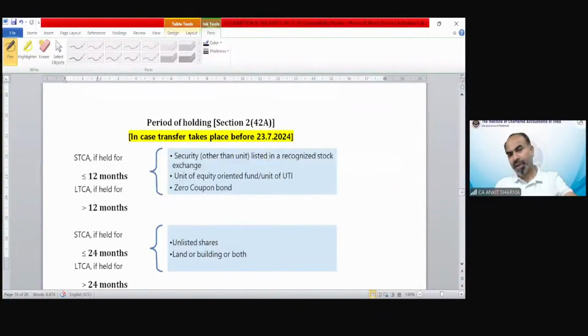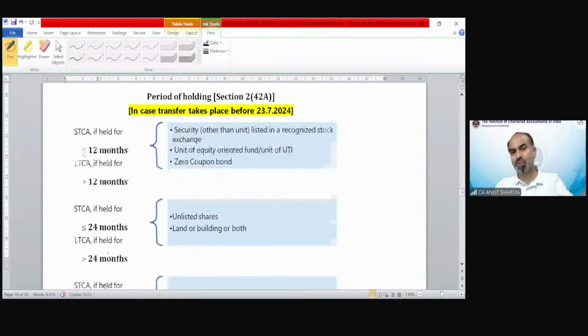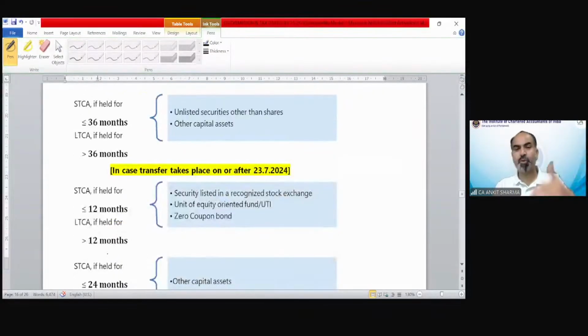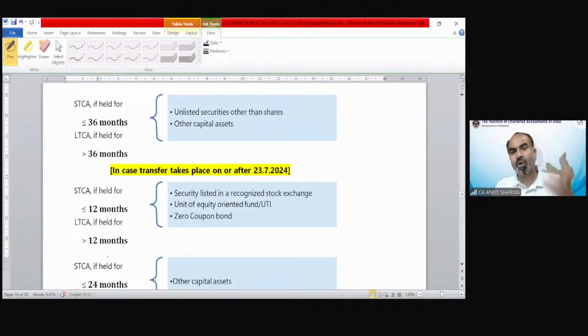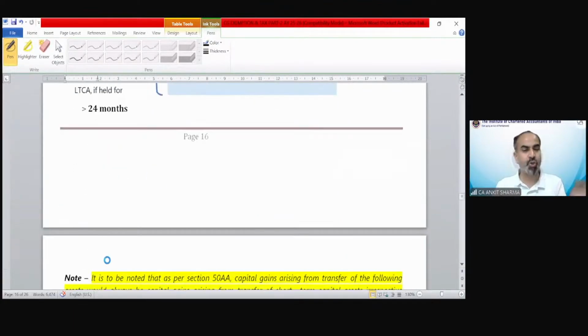Again, the period of holding provision has been repetitive. We have already gone through when an asset would be short-term and when an asset should be long-term, before 23rd of July and after 23rd of July. So I have copied that provision from there. So you can recall over here also what kind of asset is treated as long-term and what is short-term now.